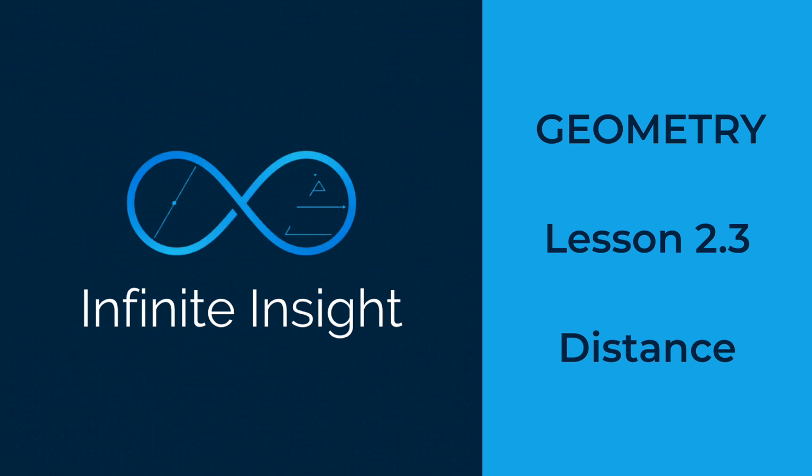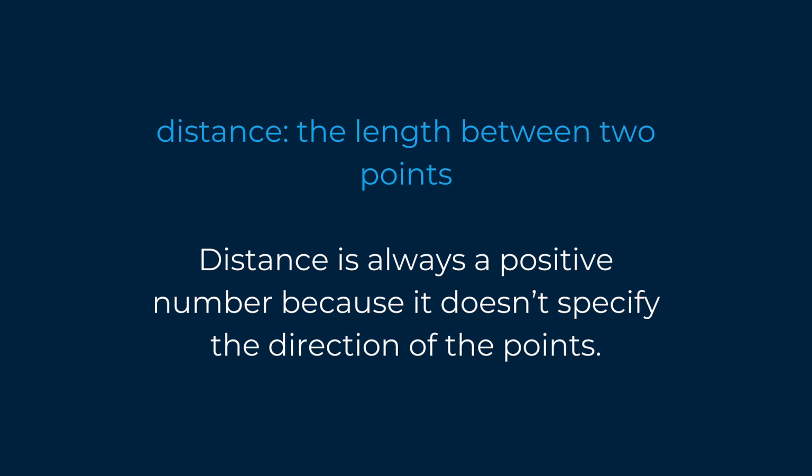Alright, let's begin. So, what is distance? The distance is the length between 2 points. We talked about line segments before, and they have 2 endpoints. So, the distance of a line segment would be the length between those 2 endpoints.